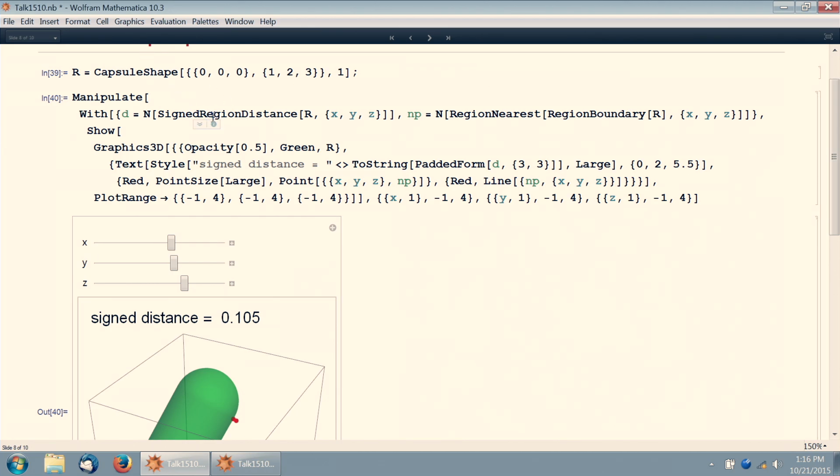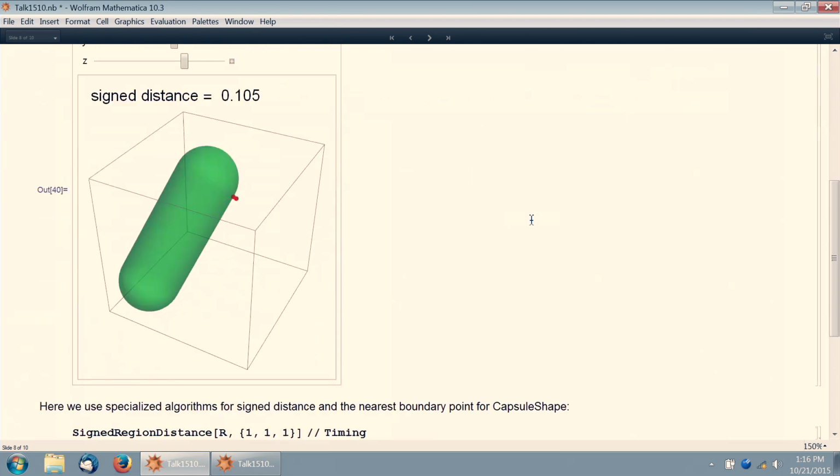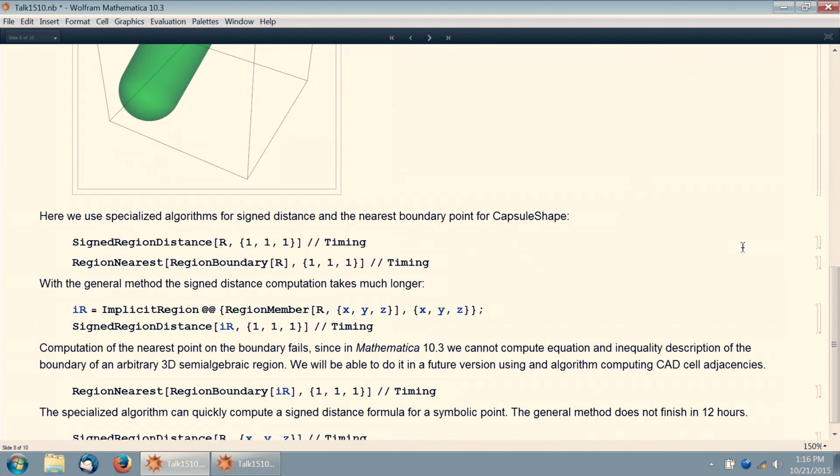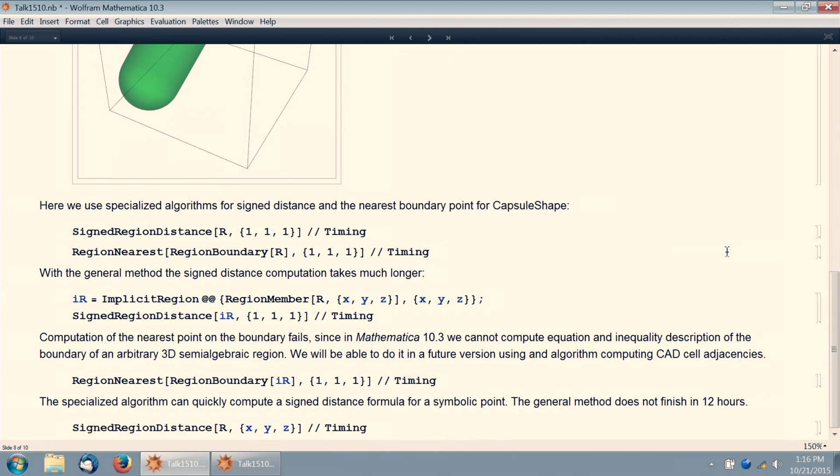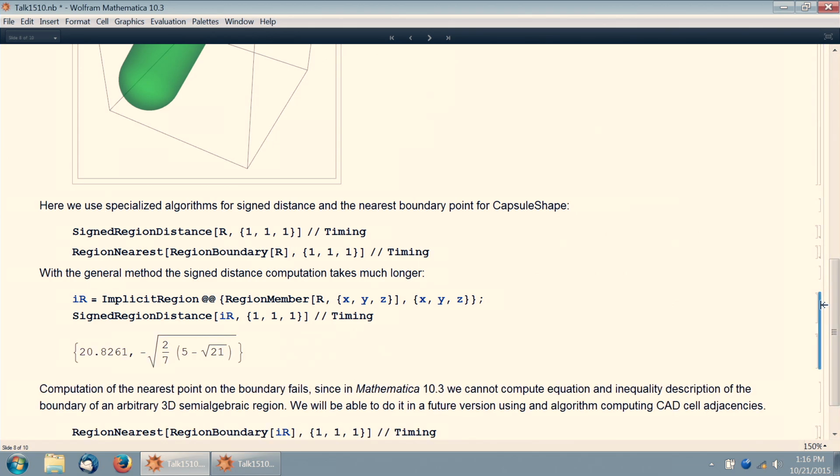So what does it take? We need to compute signed region distance, and we have to compute region nearest to the region boundary. So we have to have a formula involving the boundary of a region. The region boundary does not simplify for an ellipsoid, but we still have a region nearest formula for distance to it. And this is very fast. Again, if we use the general method for signed distance computation, it would take 20 seconds for one point. And there I was just using Manipulate, so each point was computed in a fraction of a second in real time.